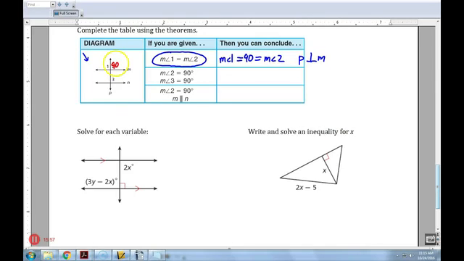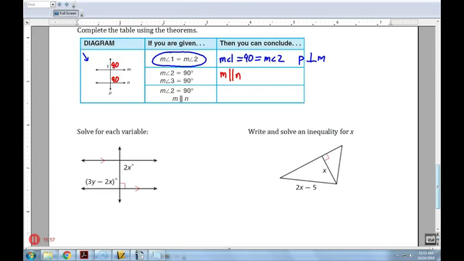What if somehow I know that you're 90 and you're 90? Well, then I know a couple things. Number one, I know that M has to be parallel to N, because that is their corresponding angles.